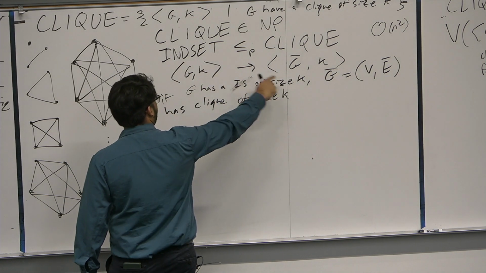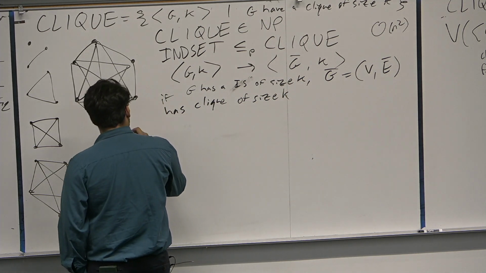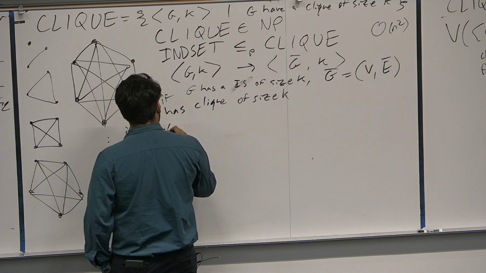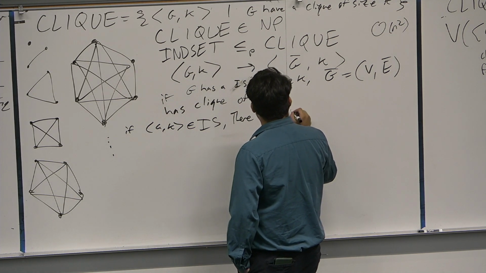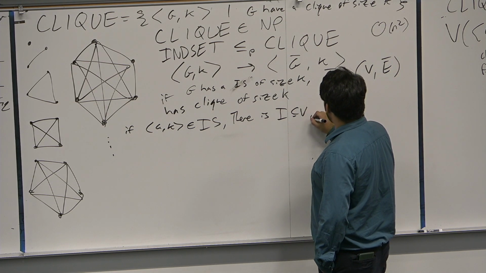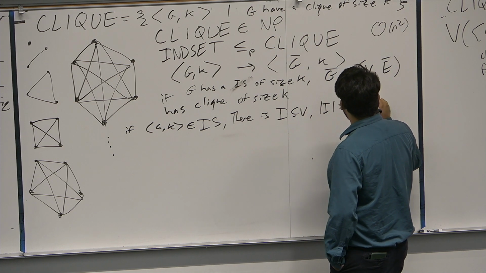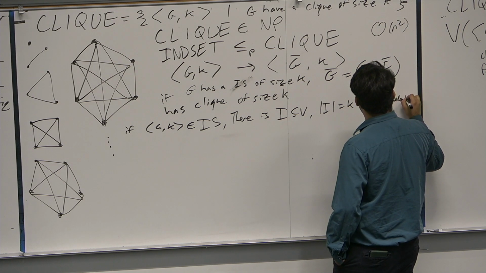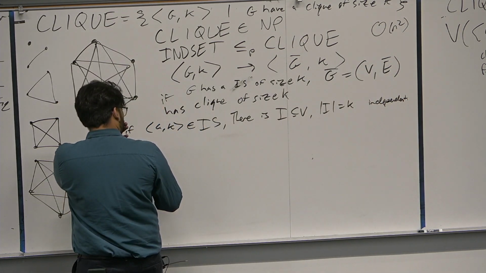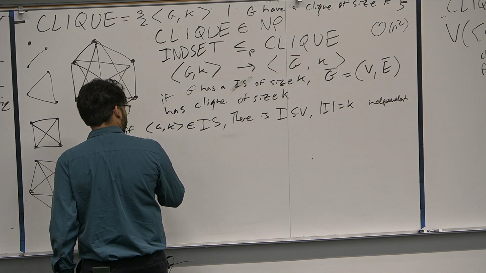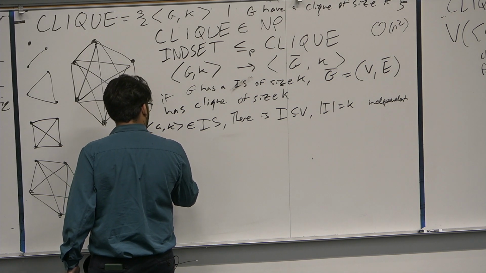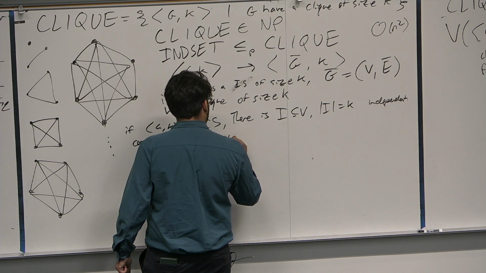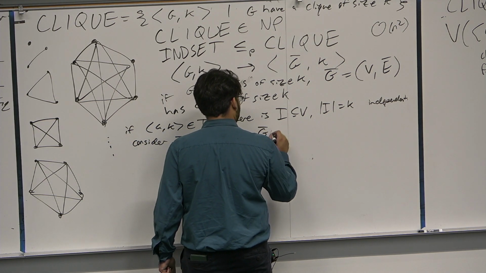Consider a reduction that goes from G comma K to G complement comma K. If G comma K is in independent set, there exists I, which is a subset of V with I of size K and independent, right? Let's see. Consider I a subset of V, but of G complement.